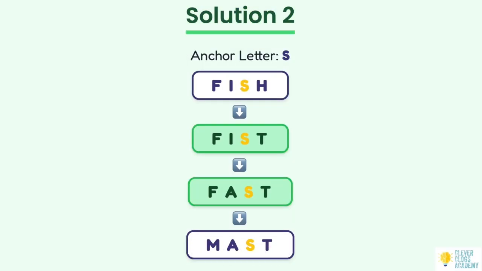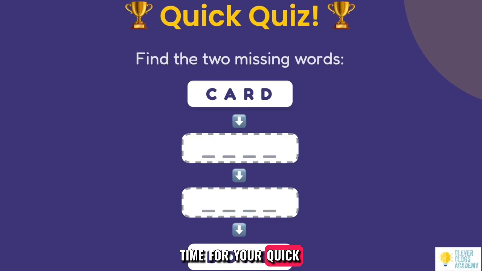How did you do? The anchor letter here is S. First we change the H in fish to a T to make fist. Next we change the I to an A to make fast. Finally we change the F to an M to make mast. Brilliant job. It is time for your quick quiz.